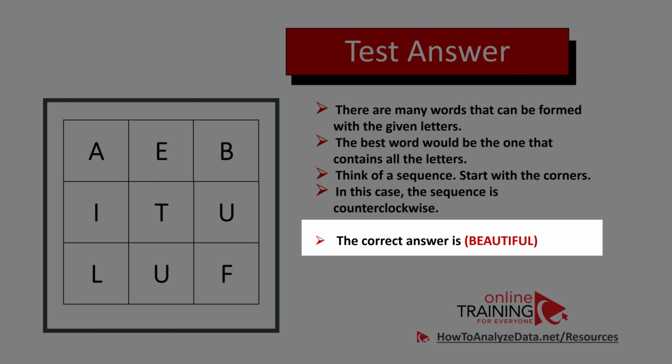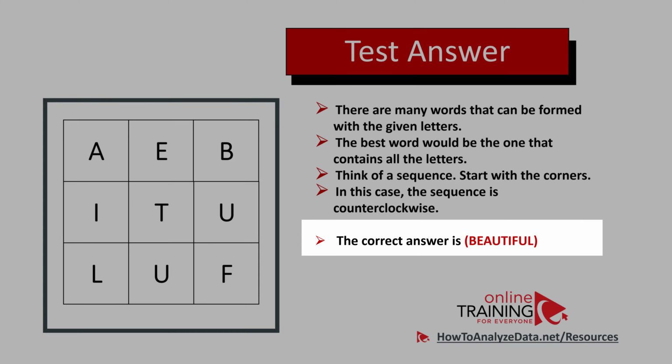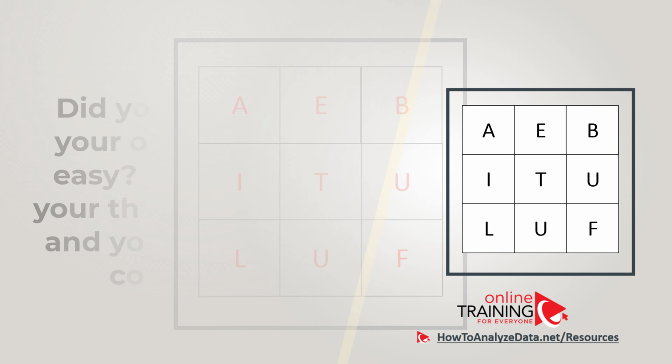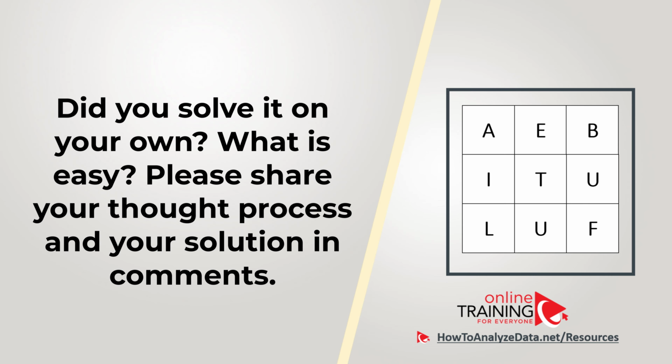The correct answer here is the word beautiful, which starts in the upper right corner. And then you go by the letters B-E-A, U-T-I, F-U-L. And that's how you get to the correct answer, which is the word beautiful. Hopefully you've nailed this question and now know how to answer similar problems on the test.